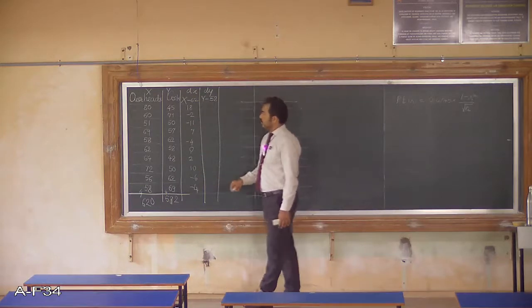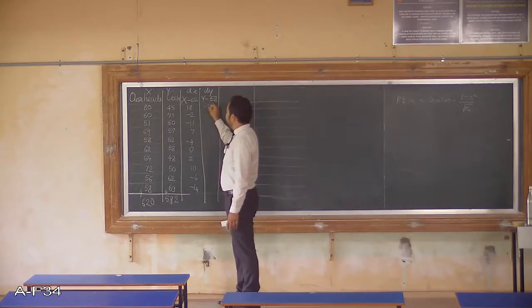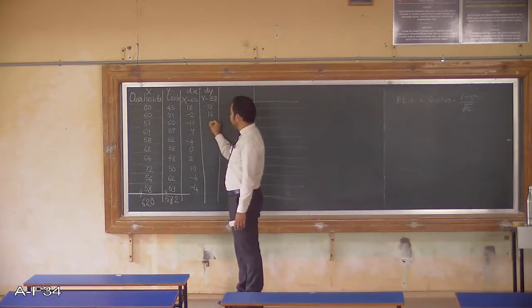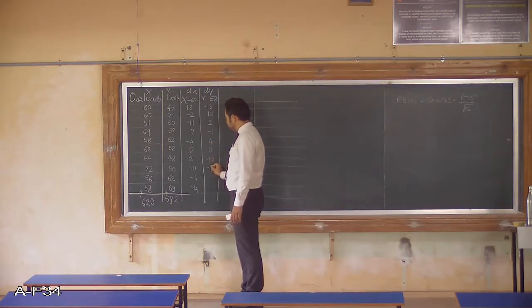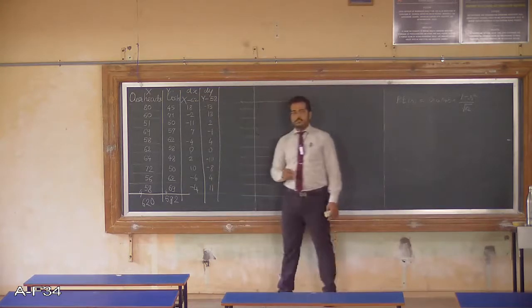Then similarly we have to calculate deviations of y from 58. So 45 minus 58, we get minus 13. 71 minus 58 is plus 13. Then 60 minus 58 is 2. 57 minus 58 is minus 1. Alright, our deviations are ready.